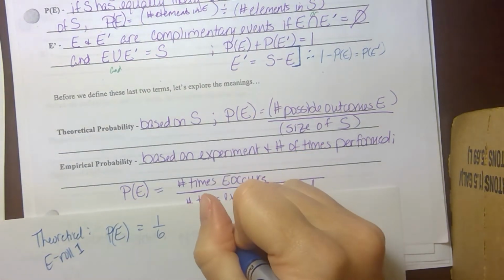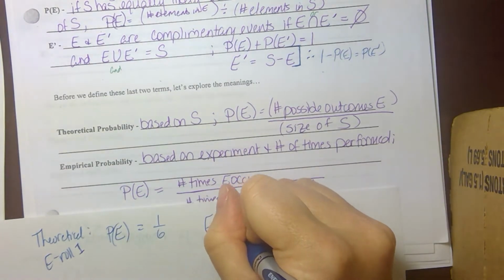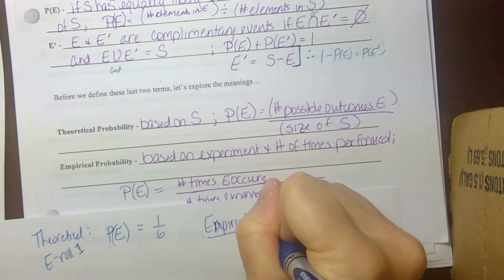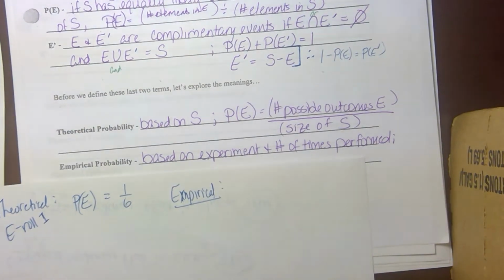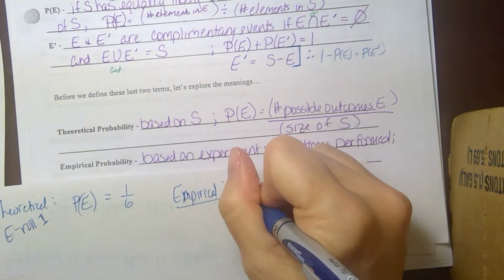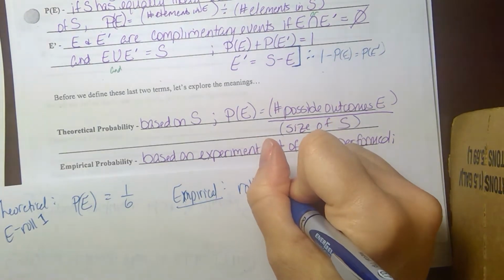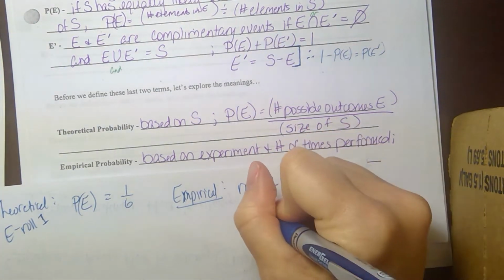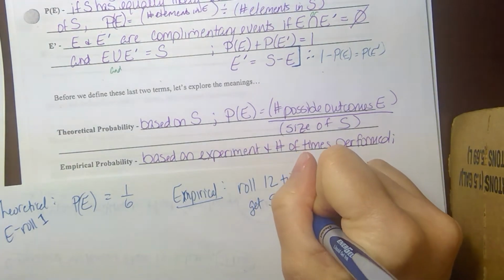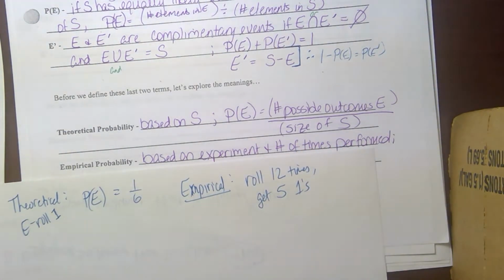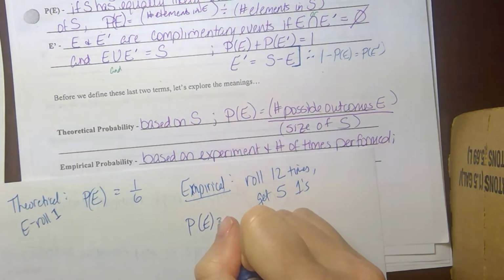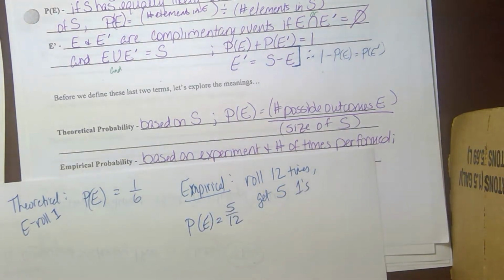That's theoretical. Experimental, though, or empirical probability is based on how many times I actually do the experiment. Let's say I roll my die 12 times and I get 5 1s. Well, my empirical probability comes out to be 5 out of 12 because I rolled 12 times and 5 of those rolls landed on a 1. That's almost a half, right? 6 out of 12 would be a half. That is not the same thing as my theoretical probability.